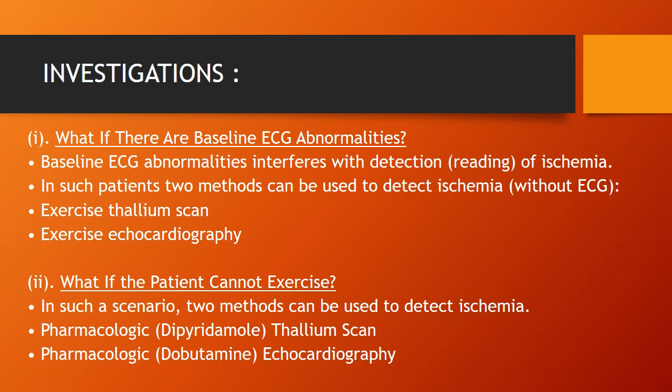So the exercise tolerance test has some limitations, like what if there are baseline ECG abnormalities, or what if the patient cannot perform exercise. The baseline abnormalities are those already present in the ECG of a patient, which always appear in the ECG whether symptoms are present or not. So if they are present, they can interfere with the detection of present ischemia.